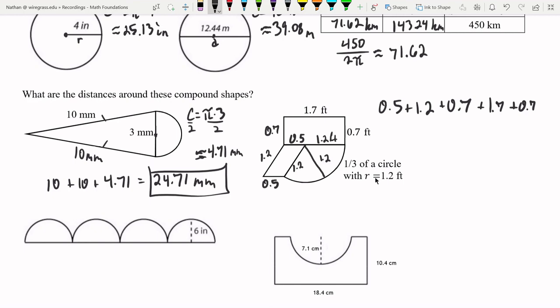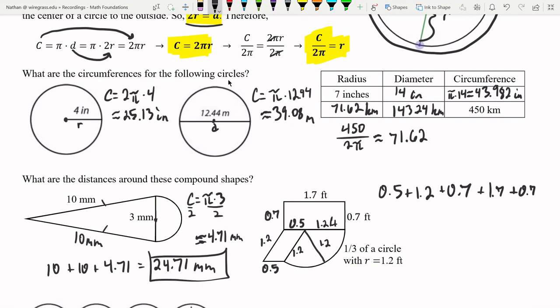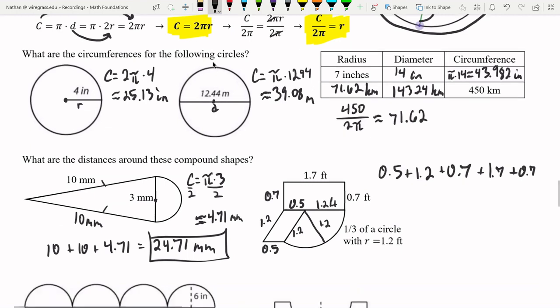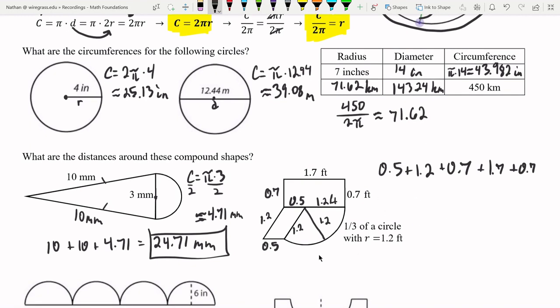Well, this is 1/3 of a circle. We know what the radius is, so we can use the formula. The circumference equals 2 pi r. We're going to find 1/3 of this. So 1/3 of that, we do 2 pi times the radius of 1.2 feet divided by 3. So we just need to add on to this whole expression here 2 pi times 1.2 over 3.